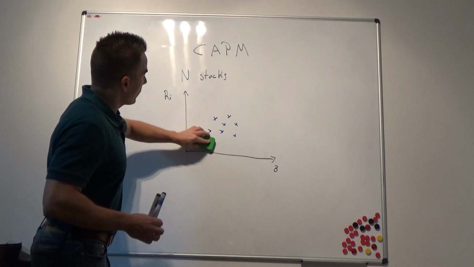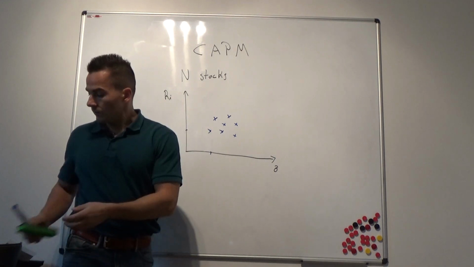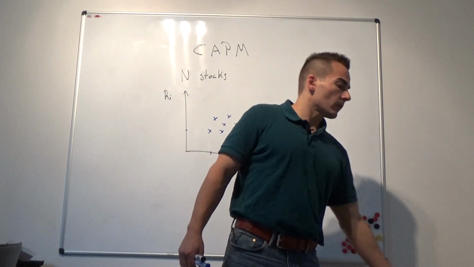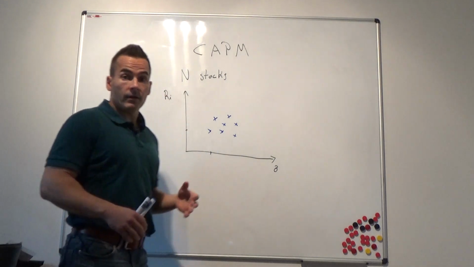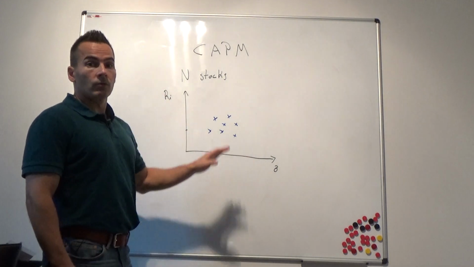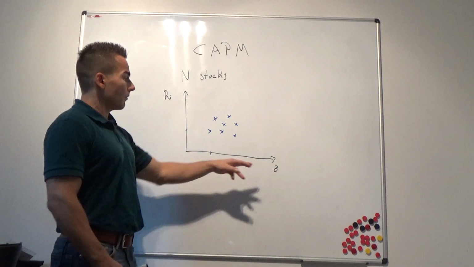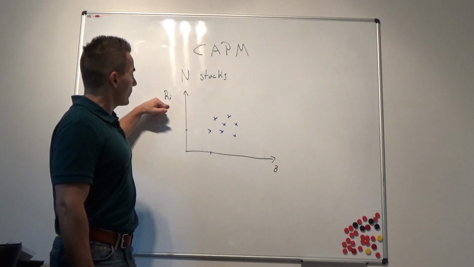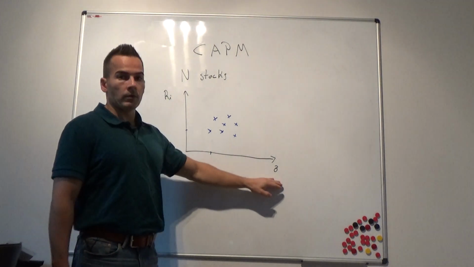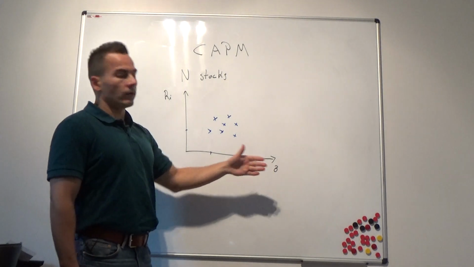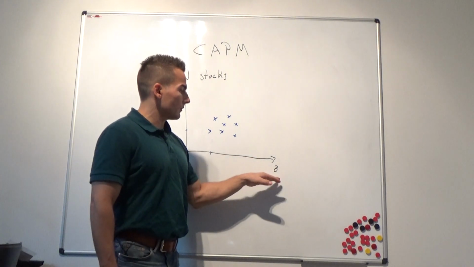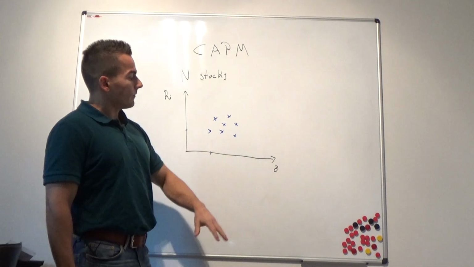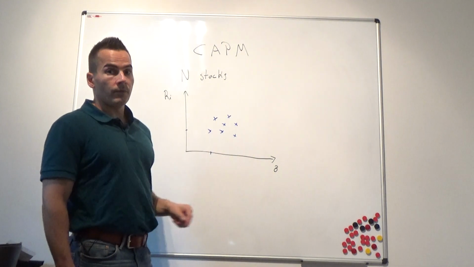So what's the CAPM telling us? We have our n stocks, and in the CAPM world, the only thing that matters is risk and return. So you derive the CAPM in terms of the first two moments. The first moment is the sample average, so the return, and the second moment is the standard deviation or the volatility, or you can also say the variance, because the variance is just the square of the standard deviation, or vice versa. The standard deviation is nothing else but the square root of the variance.